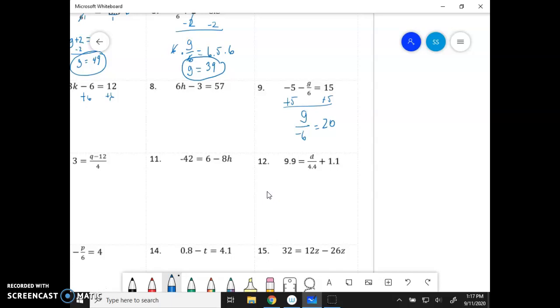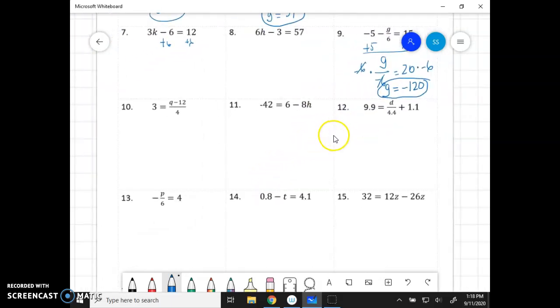Now it makes this a lot easier if I go ahead and multiply by negative 6. Now I've got a negative 6 divided by negative 6, so that reduces down to positive 1. So I can just write g here. And then when I multiply by negative 6 over here, I get negative 120. That could save you some steps if you just remember to put the negative in the denominator.